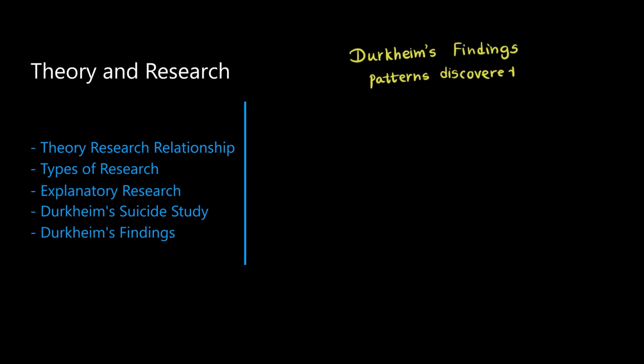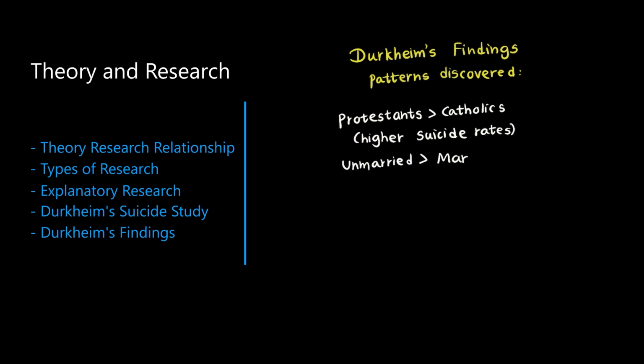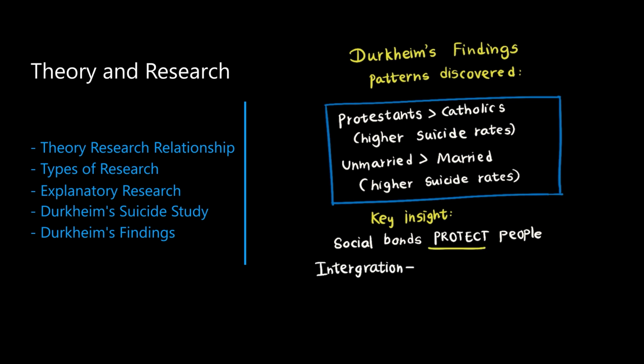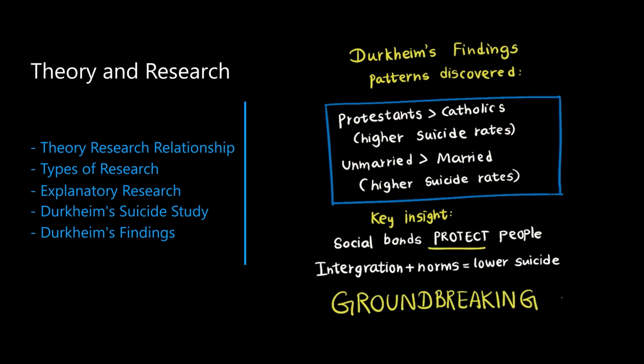Protestants had higher suicide rates than Catholics. Unmarried people had higher rates than married people. These patterns couldn't be explained by individual psychology alone. They revealed something about how social bonds and social norms protect people from suicide. When people are well integrated into social groups with clear norms and strong bonds, they're less likely to take their own lives. This was a groundbreaking insight.